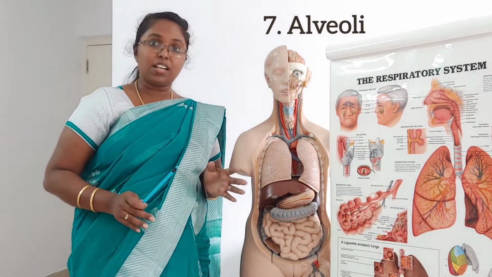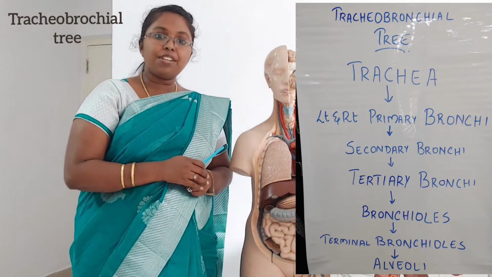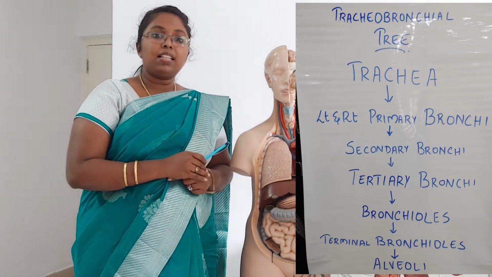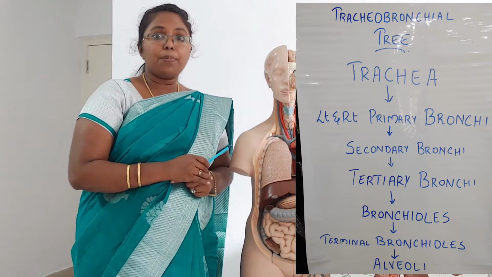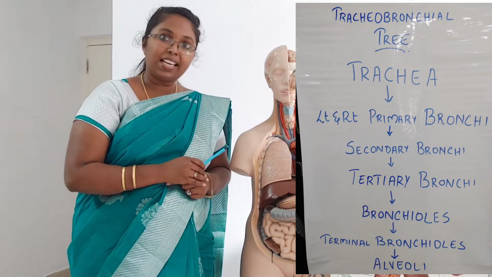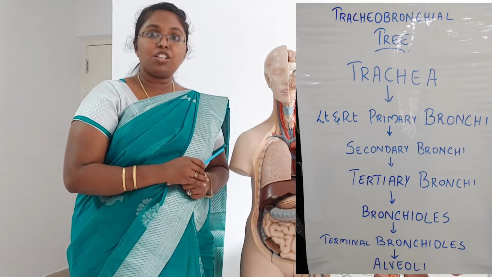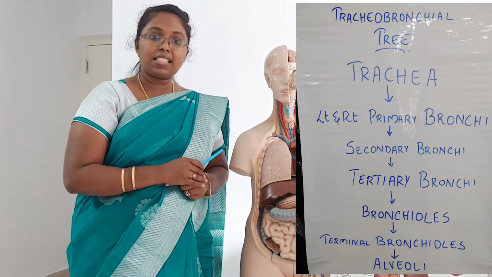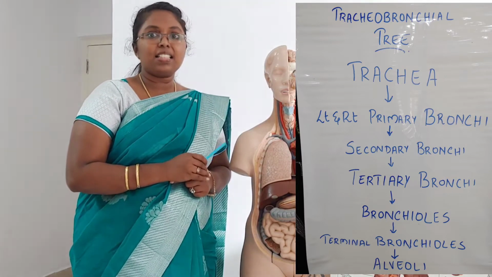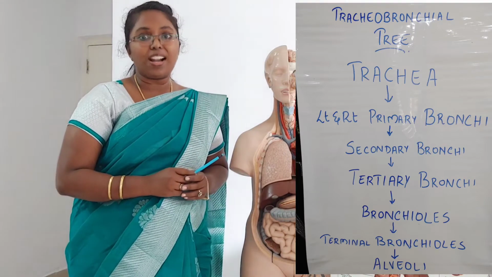I hope this is understood. It's like the flow chart shown here. First is the trachea. The second is the primary bronchi; there are two lungs, so left and right primary bronchi. Then secondary bronchi, next tertiary bronchi, next bronchioles. And the last is terminal bronchioles, ending with alveoli.